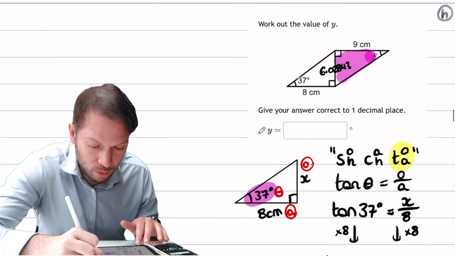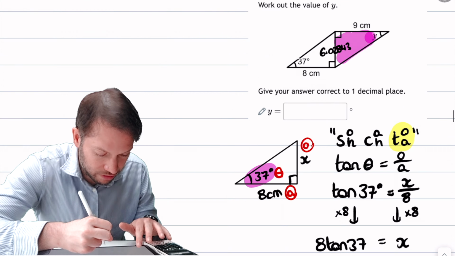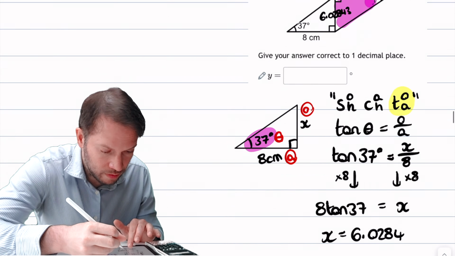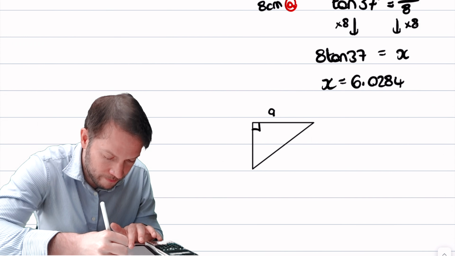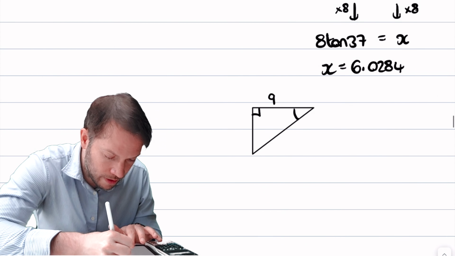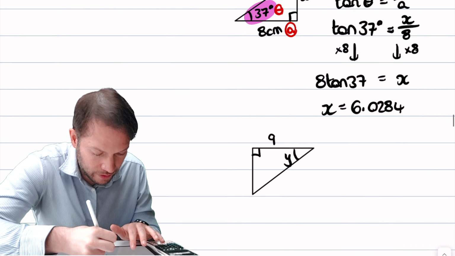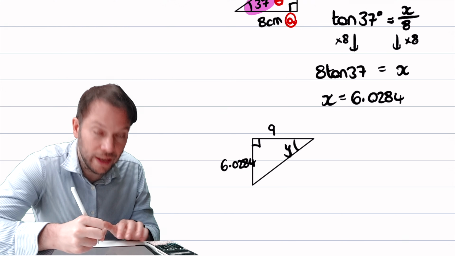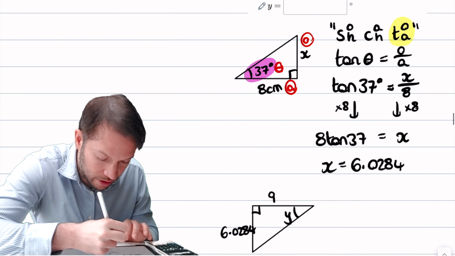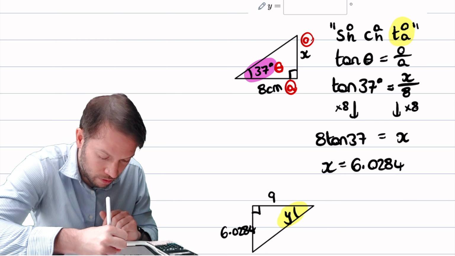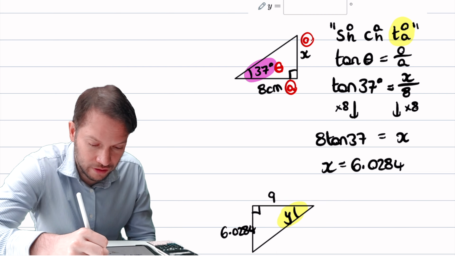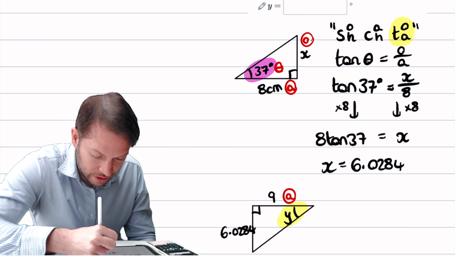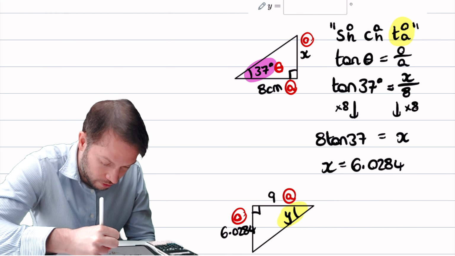So we're trying to find this angle y. So let's just draw that triangle separately. So we've got the 9 at the top, and we've got this angle y, and we've got the side length on the left, which is 6.0284. Again, let's label our sides relative to this angle of interest. Well, the 9 is adjacent to, next to this angle of interest, so that's the adjacent, and this side here is opposite the angle, so that's an O for opposite.